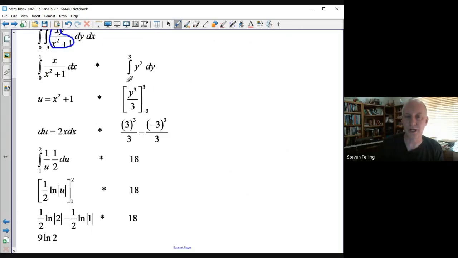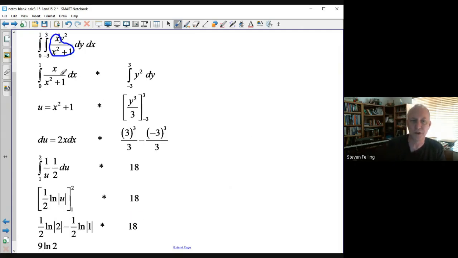The integral on the right here is not too bad. It's just 1/3 y cubed, and then plug these numbers in, and you get 18. This one is a little more involved, right? We're going to have to do either substitution or integration by parts, but substitution works here, because if you treat the entire bottom of the fraction as a function you call u, and do a u sub on x squared plus 1, then du would be 2x dx.